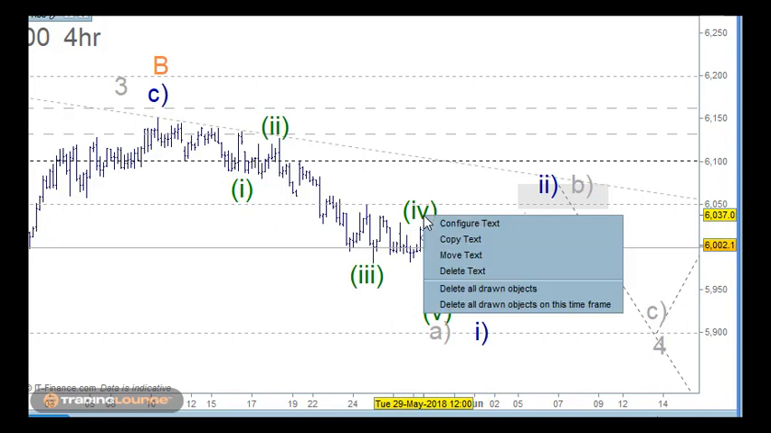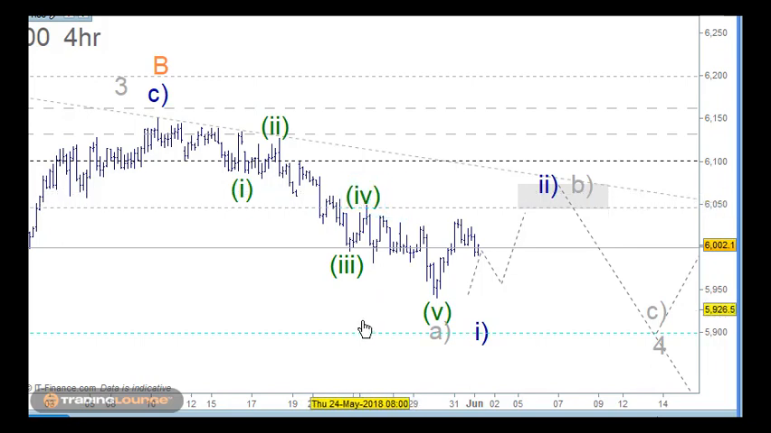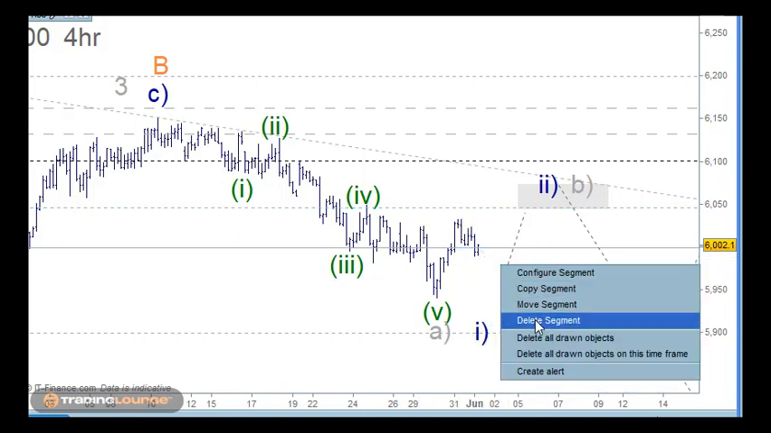In fact, this 4th wave here, if you've got it sitting over here, then that's also fine there as well. And in fact, with all of this count, you could also have it here as well. But it's sort of not that important, because we've got this low here, and we do have an impulse wave to the upside here. That's what we're looking at here.